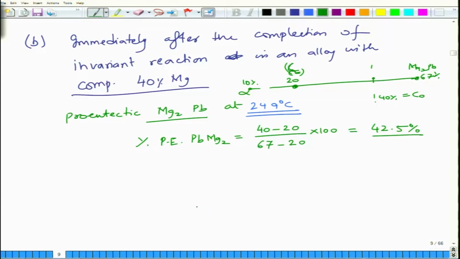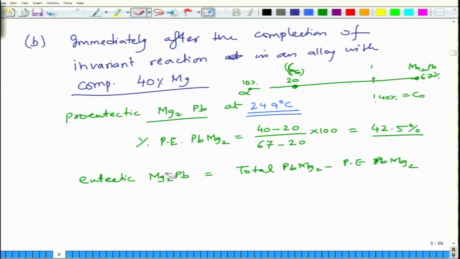Because the compositions are given in atom percent, what you can determine is only atom percent or mole percent. You cannot determine weight percent from this. So you will have to convert atom percent to weight percent to achieve that. And then you can determine the eutectic Mg2Pb, that is the total PbMg2 minus the pro-eutectic PbMg2. So let me write PbMg2 just to be consistent, and here also we can write PbMg2.